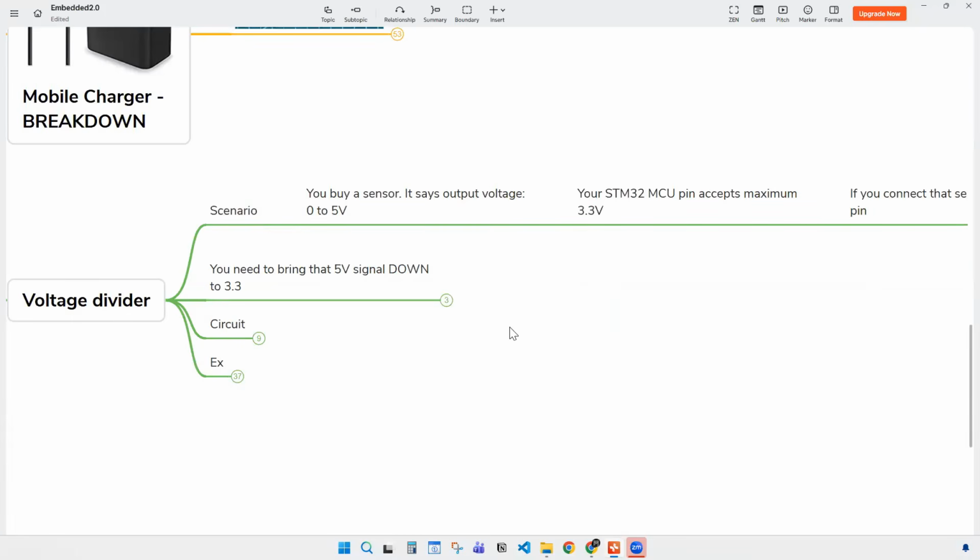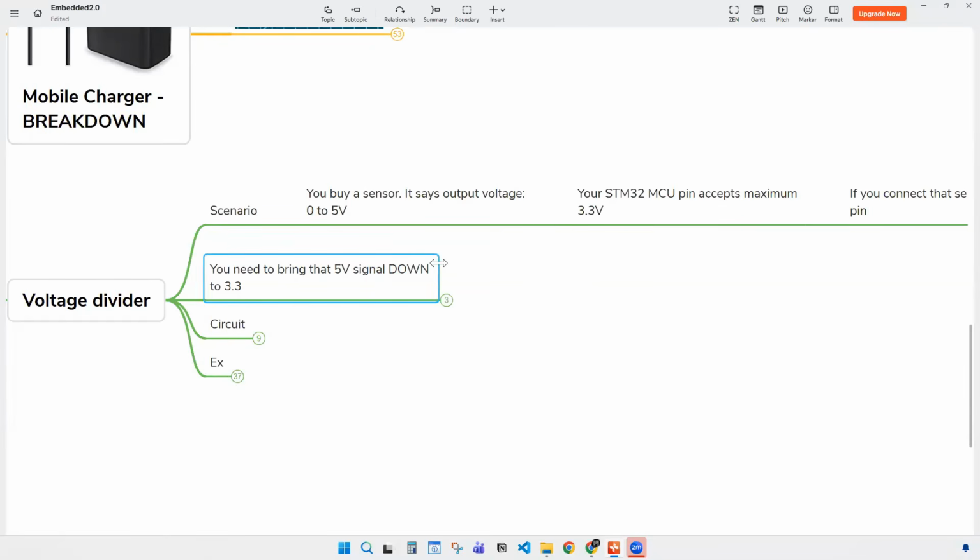So if you buy a sensor with a 5 volt output, but your microcontroller is compatible with just 3.3, definitely we can't plug it in. If you do it, you will burn the pin of the microcontroller, because it is compatible only with 3.3 volts. When you give it a 5 volt connection, we will be burning it out.